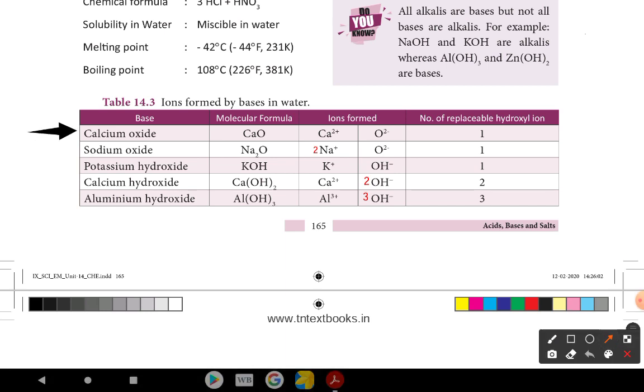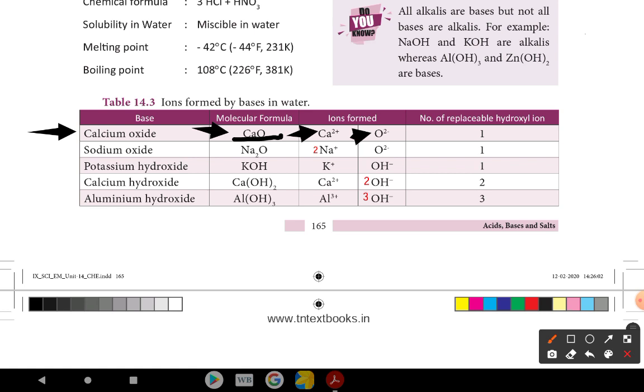The first one, calcium oxide. Calcium oxide molecular formula is CaO. What are the ions formed? When you dissolve it in water, it will give calcium ions and oxide ions. What is it, children? Oxide ions. Ca2 plus and O2 minus, equally distributed out, separated out. This is a neutral compound. See, calcium oxide is neutral. CaO is a neutral compound.